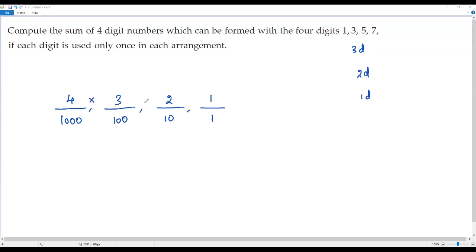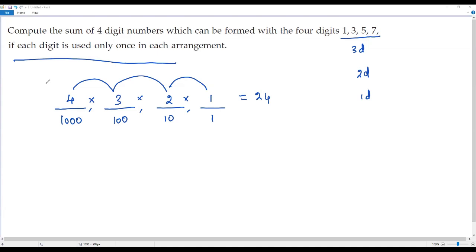Now we have to multiply the number of options I have written over here. 4 times 3 is 12, 12 times 2 is 24, 24 times 1 is 24. That is, I'll be able to form 24 4-digit numbers with these 4 digits. And this condition is also met, that is, each digit will be used only once in each arrangement.